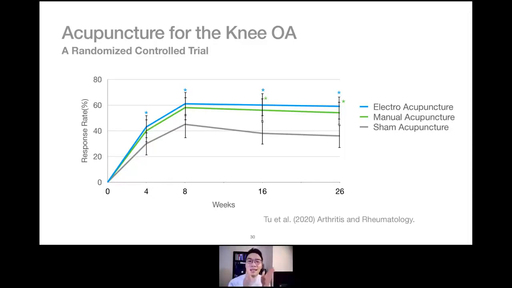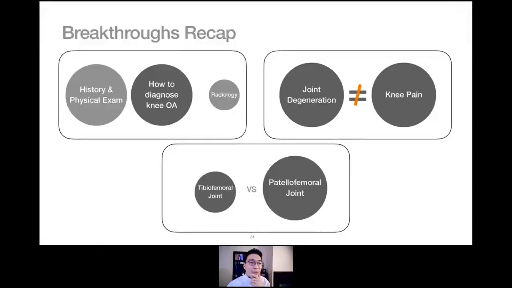But if it is done in an intensive way, 2 or 3 times a week, more than 4 weeks in a row, it can give a prolonged effect on the knee pain. It is proven by this research. So I hope you see the original article if you want, and you can Google it by searching these facts. So as a recap, I want to summarize the breakthroughs we have been looking at.